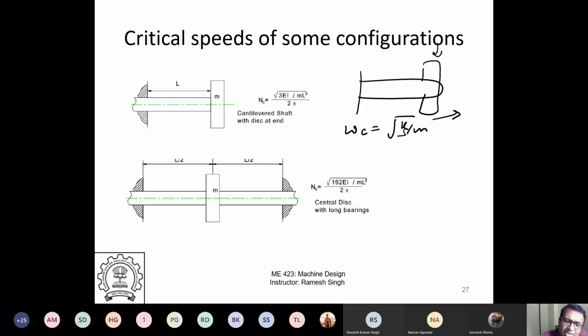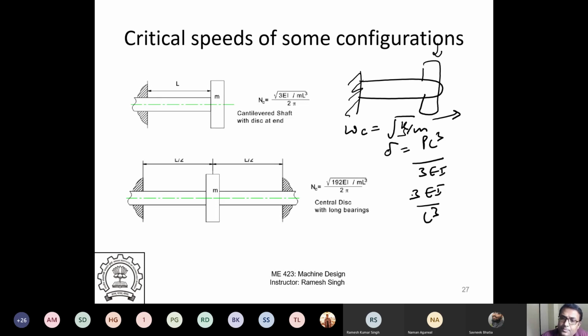What is the k for this kind of configuration? For a cantilever beam, what do you get for k? No, not EI. EI is a flexural stiffness. Some constant times EI. So basically he is right, the final answer is right. Delta is equal to PL cube over 3EI, P being the point load. So k will be 3EI over L cube for this condition.